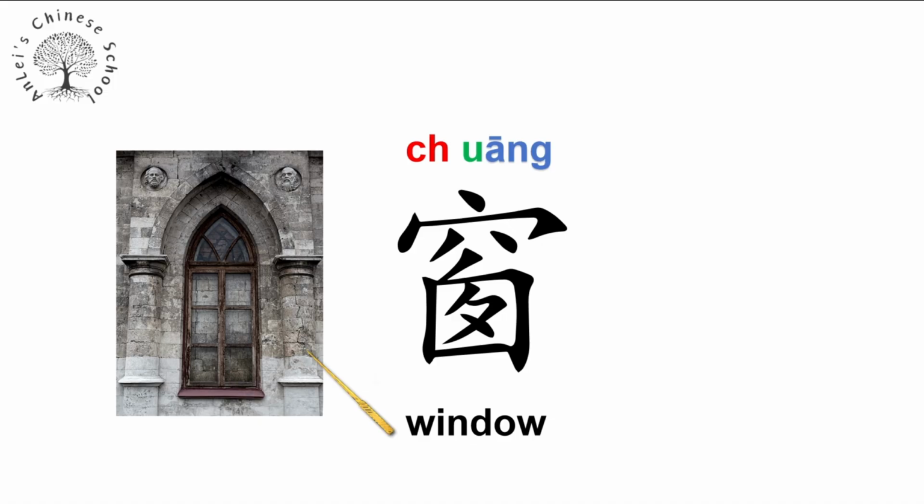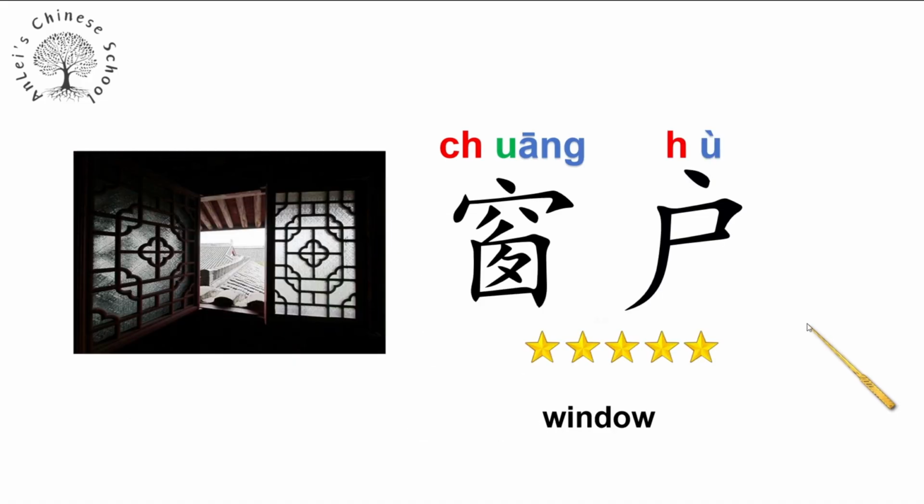I found a picture of the window of a church. It can also explain this character. On the top is the cave radical, and below it is the character cong. The Chinese character is interesting. 窗户, chuang hu. Chuang means window. Hu is a single door.